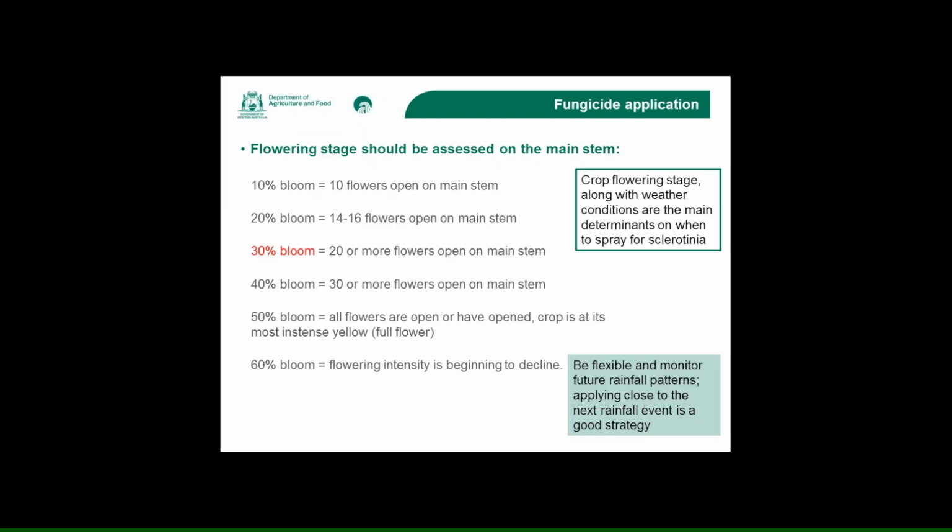And this year we're also looking at different products to see if there is any difference in control between the different products that are currently registered. Application before 10% flowering is generally not recommended, because the disease won't have had time to get going, because it requires the petals to drop. So I think that's about it.